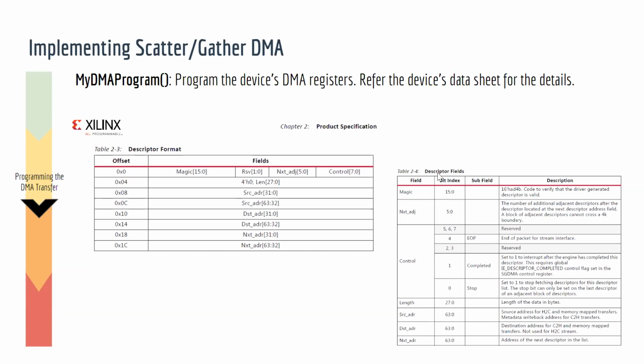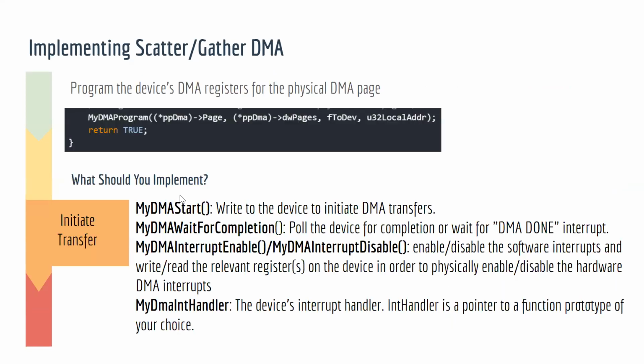Okay, so we have a descriptor field of the device with the description. This is the part of, and we'll talk about some of what you should do. We have the sample, okay, but what should you implement? So my DMA program is something that the developer should implement in order for the sample to work. So again, my DMA program.